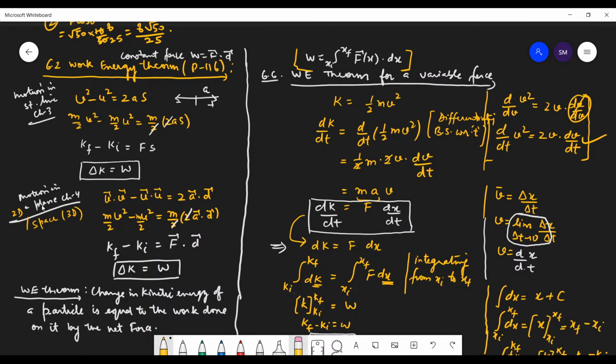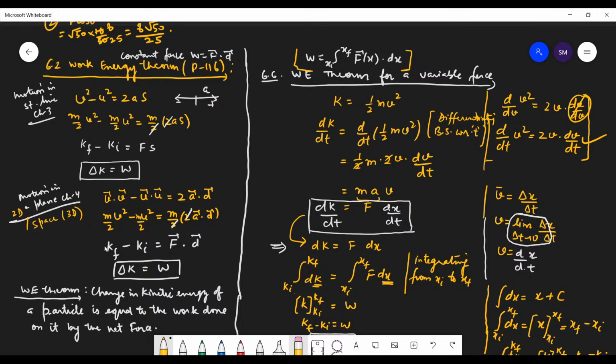Now if it is motion in a plane, then in vector form we can write this equation in this form. Again doing the same, multiplying both sides by m by 2, we find that delta K is equal to F dot s. So that is the work-energy theorem we have proved.